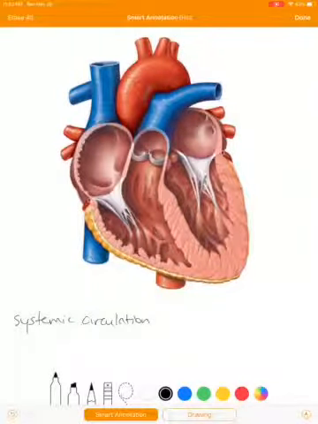So as it travels to those body tissues, it's taking oxygen to the tissues, it's dropping oxygen off, and then it's picking up the waste product, carbon dioxide, and bringing that back to the heart.